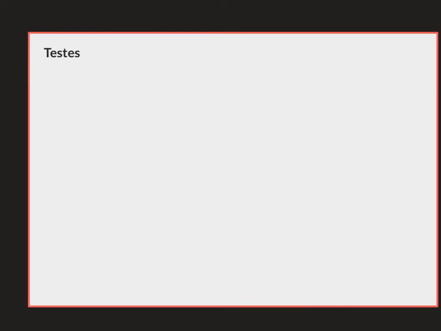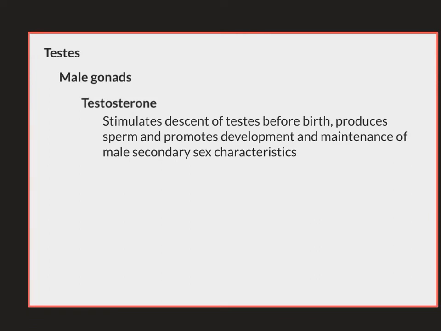The male gonads, which are the testes, are oval glands that lie in the scrotum. The testes produce and secrete testosterone, which is the primary male androgen. Testosterone stimulates the descent of the testes before birth. It also regulates sperm production and is responsible for promoting the development and maintenance of male secondary sex characteristics.